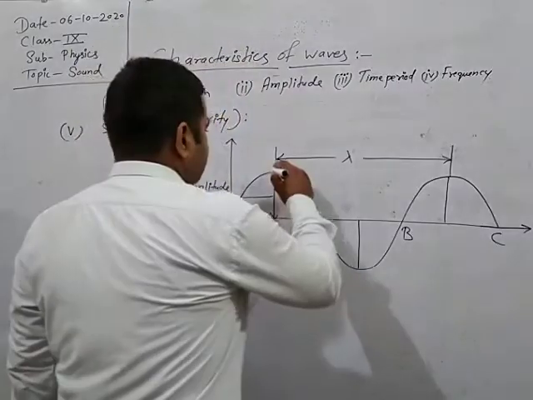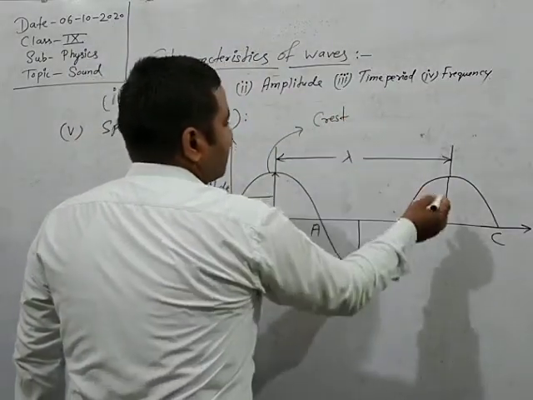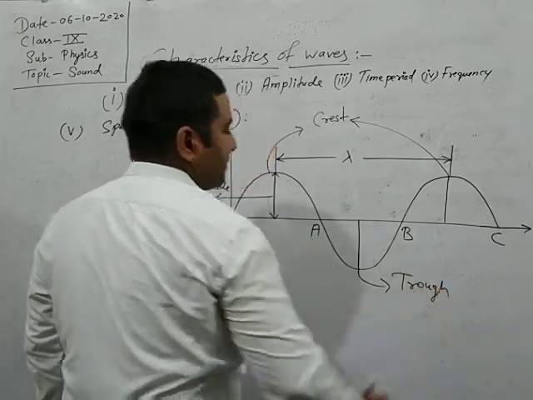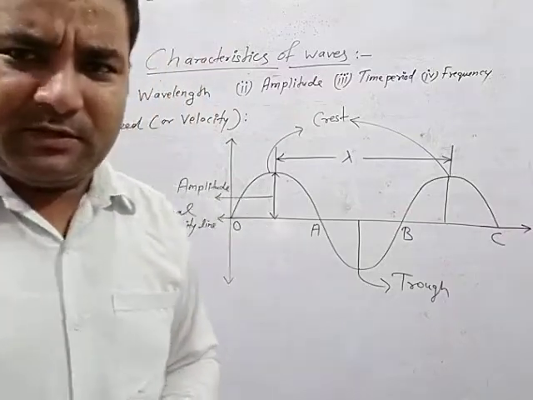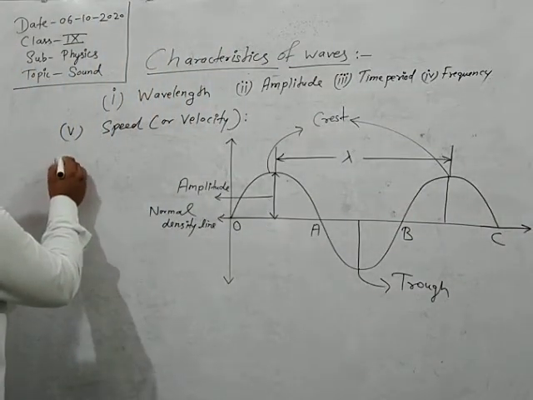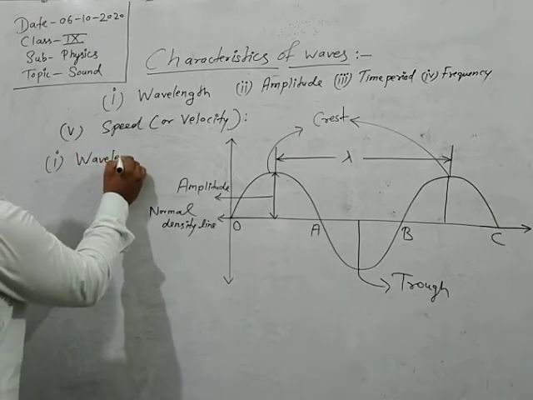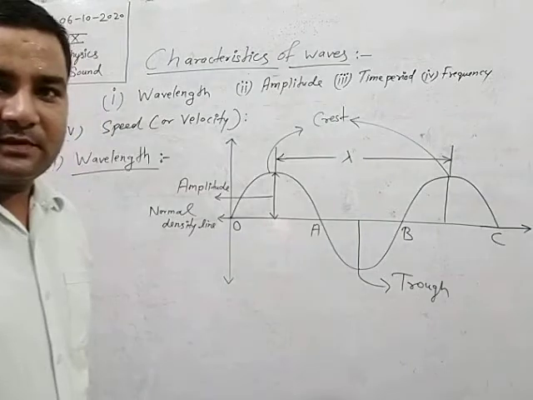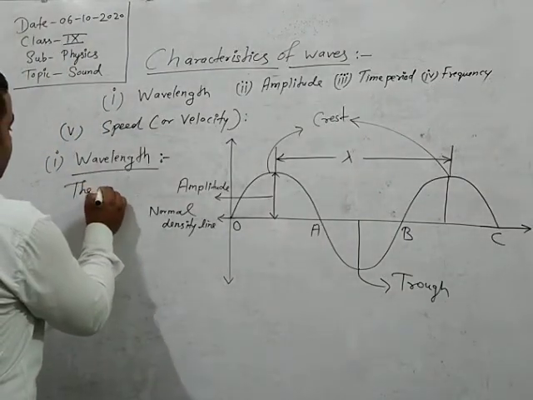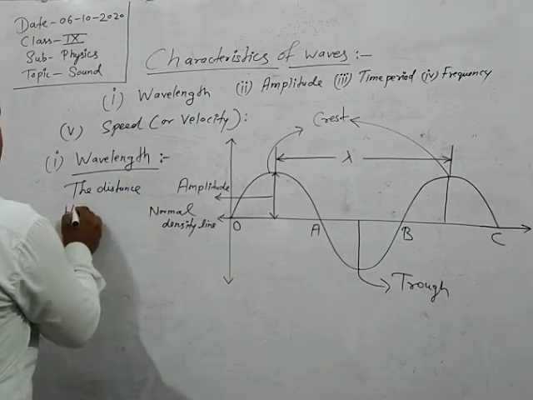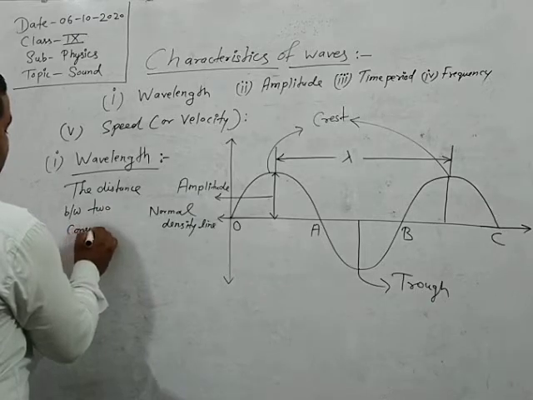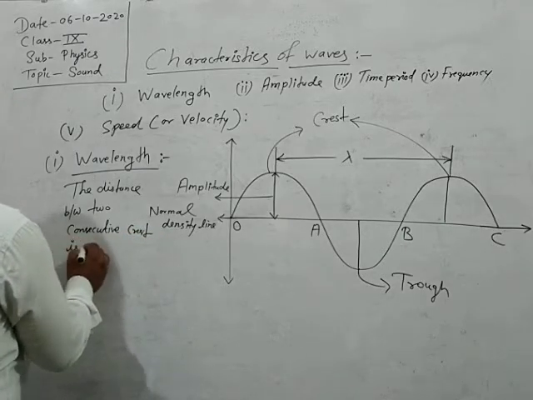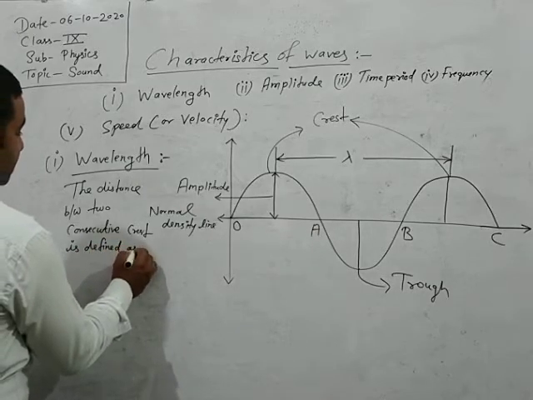This is the crest concept. This is a crest. This is also a crest, and this one is a trough. So we can define the wavelength. Let's see the first definition. Wavelength: the distance between two consecutive crests is defined as wavelength.